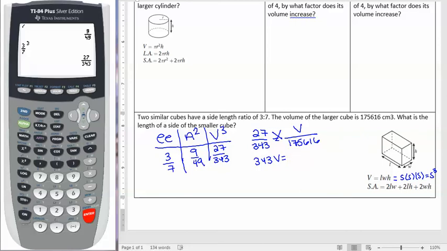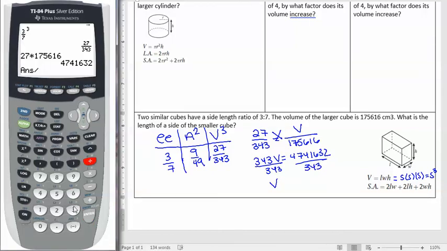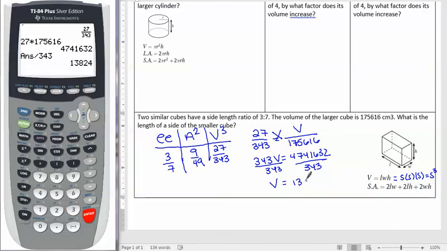343V equals 27, and I can do this in my calculator. 27 times 175,616. And what do I get? 4,741,632. I divide by 343, and the volume of the smaller cube is 13,824. And what is so amazing about that is volume is just equal to side cubed. So side cubed is 13,824.